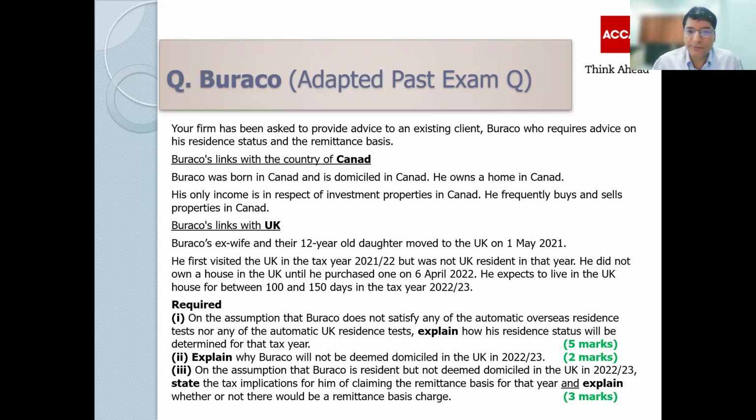So what is the tax implication? The third one that I'm beginning with. The tax implication is, if someone is claiming the remittance basis, go back to the same principle that we discussed in the table earlier, then the foreign income will only be taxed in the UK if that income is remitted to the UK.